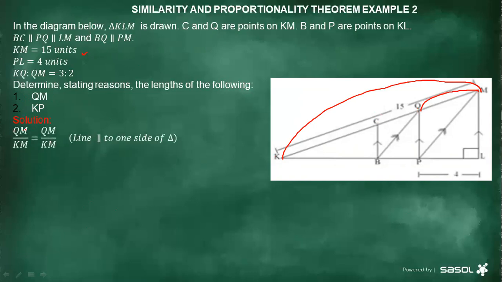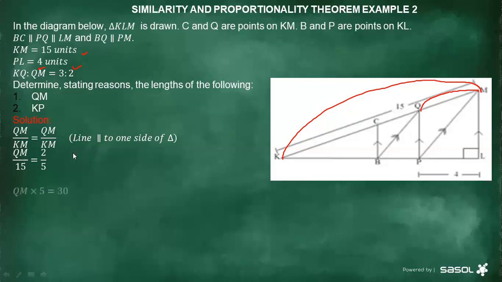Now let's look at how we calculate that. QM is what we need, KM is the actual distance, so QM over KM, line parallel to one side of a triangle. QM is what we need, and 15 is the actual distance. QM is 2 in terms of ratio, and KM is 5. KM is from here up to there. It's 5 because 3 plus 2 gives us 5.